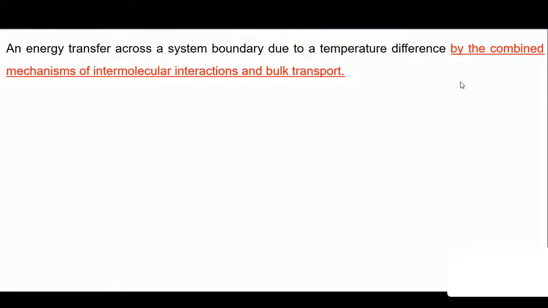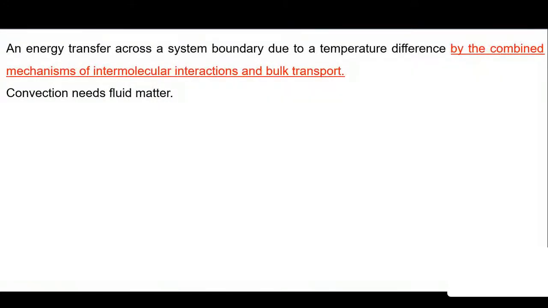Convection involves conduction. Why? We are going to discuss that when we learn the convection process in detail. Right now, just remember that convection occurs because of the combined mechanism of intermolecular interaction and bulk transport. Convection needs fluid matter. Actually, convection occurs through fluids.